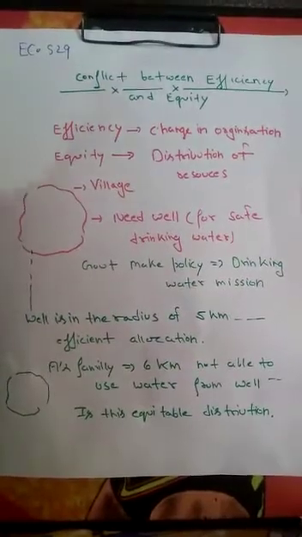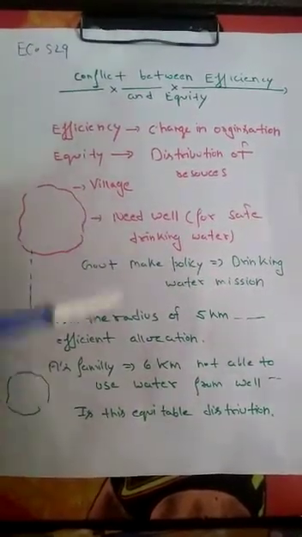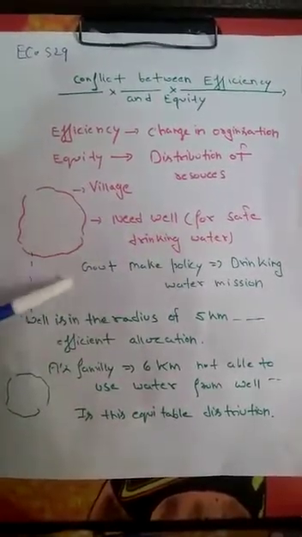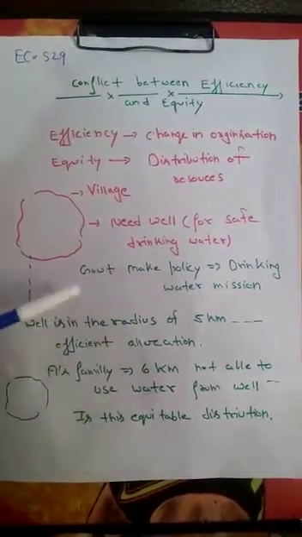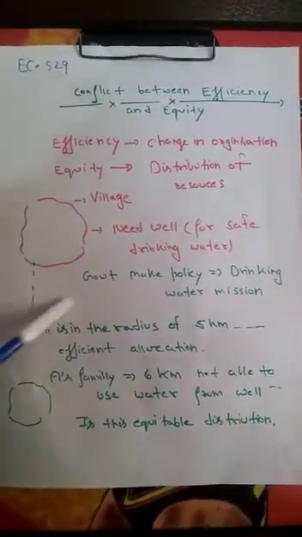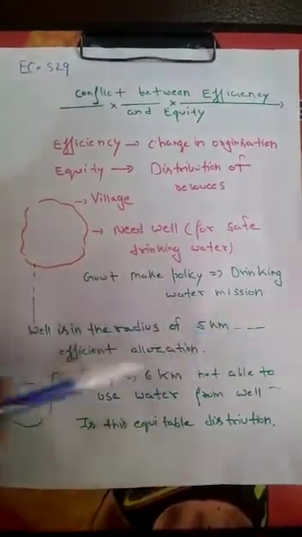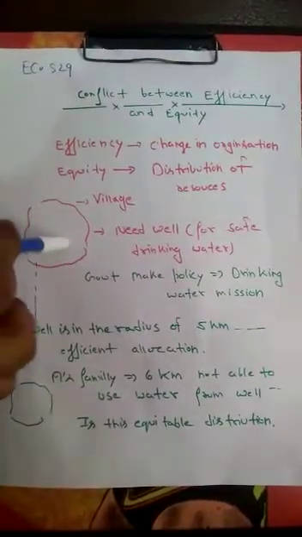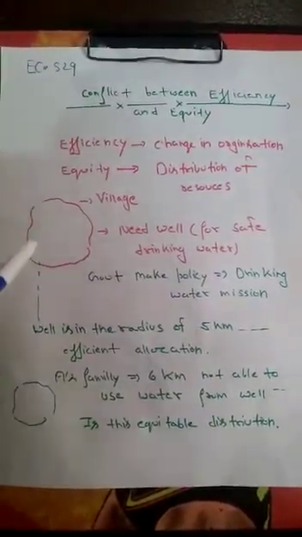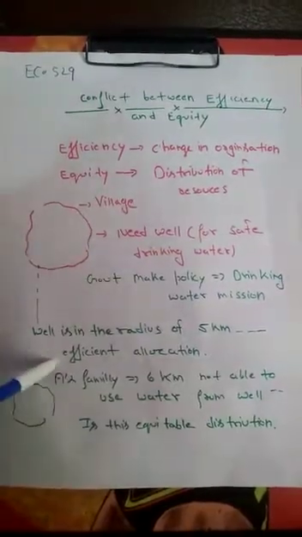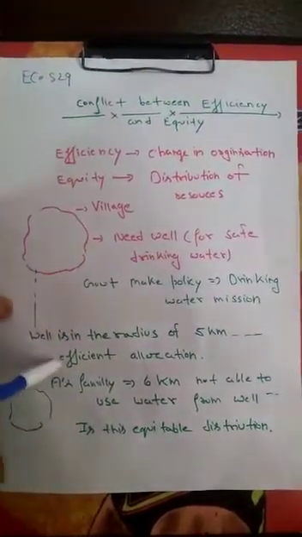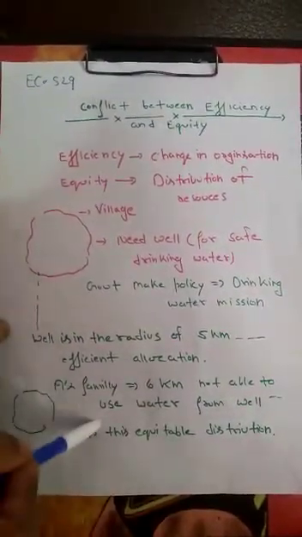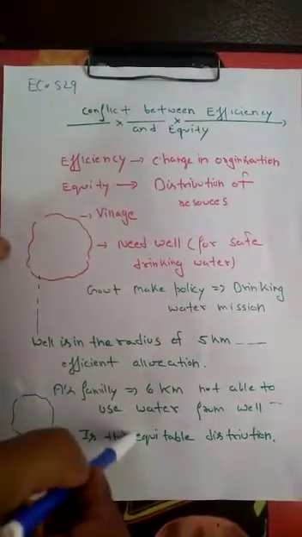For example, suppose there is a village, and in the village there is a need of a well to provide safe drinking water to the people. If the government makes a policy of a safe drinking water mission, and the government makes a well, but people within a radius of 5 kilometers only can get the water from the well. According to the government policy, the government has made an efficient allocation of resources after establishing a well. But assume there is a family which lives about 6 kilometers from the well, and the family is not able to use the water from the well. Is this an equitable distribution?